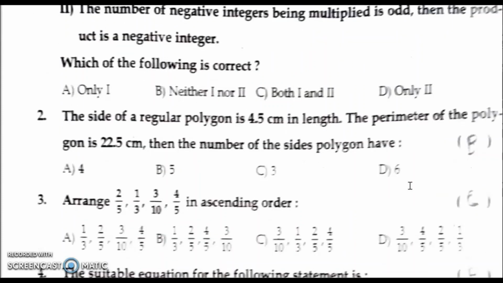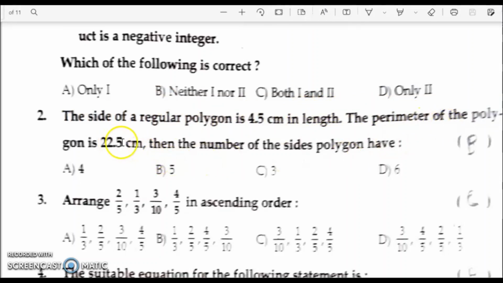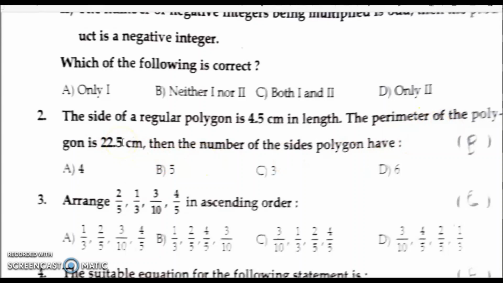Now let's go to the second one. The side of a regular polygon is 4.5 cm in length. Then the perimeter of the polygon is 22.5 cm. Then the number of sides the polygon has is 5. B is the correct option.